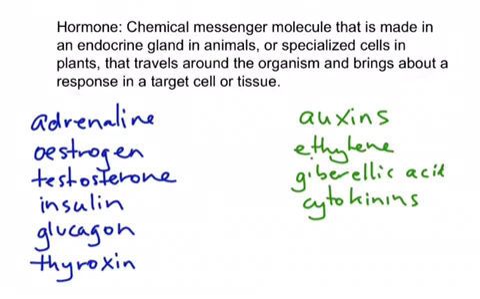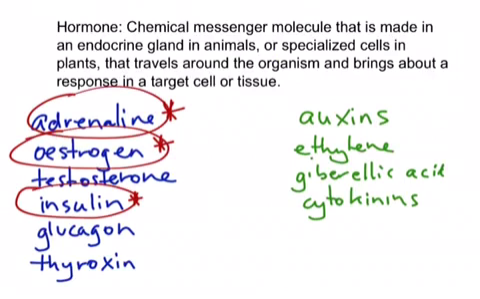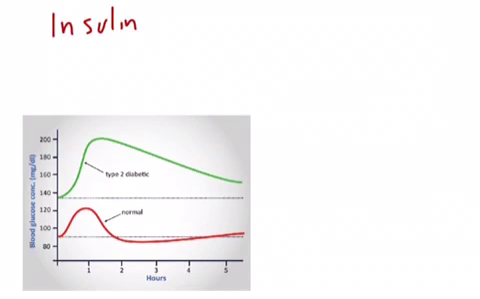So in your notes, you're required to focus on just 3 hormones: adrenaline, estrogen, and insulin. All right, so these 3 hormones, you're required to take a few notes about each of these and what they do. And you can get this information from the textbook. Let's have a quick look at how one of these hormones work, and that's insulin.